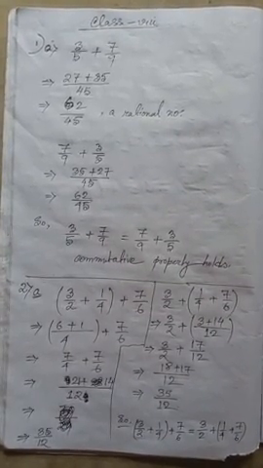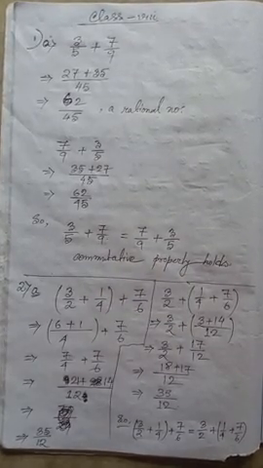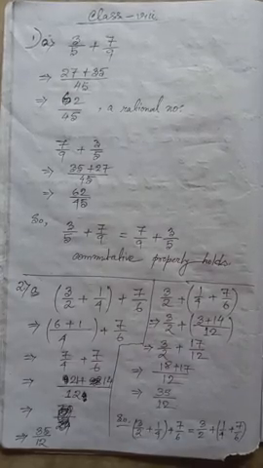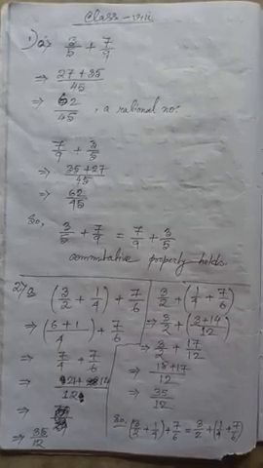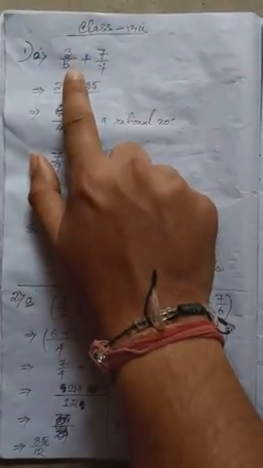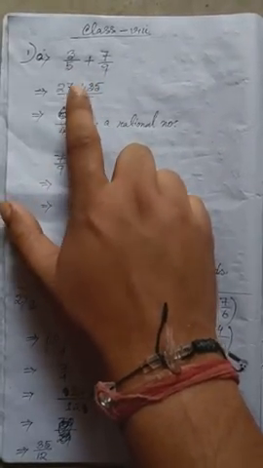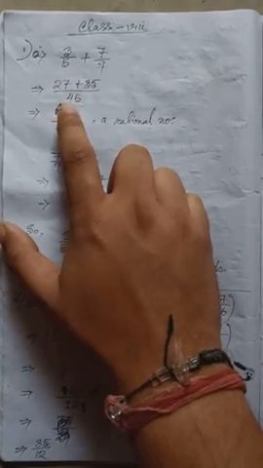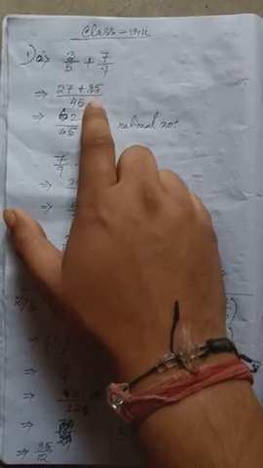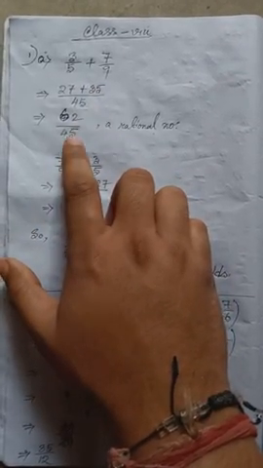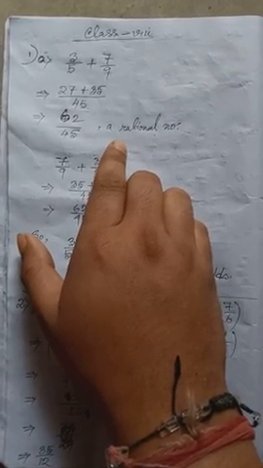Today we will discuss Chapter 1, Rational Numbers. The first sum is to prove the commutative property and the closure property. To prove the closure property, we can use the sum of these two numbers. Then the LCM of 5 and 9 is 45. 5 times 7 is 35, 9 times 3 is 27, 9 times 5 is 45. So the sum will be 62 by 45, which is a rational number. So the closure property holds on addition for rational numbers.